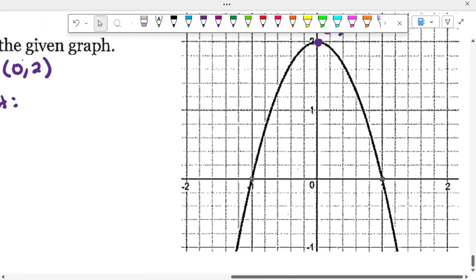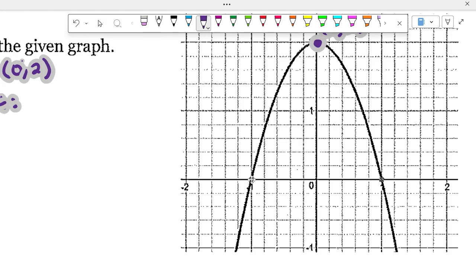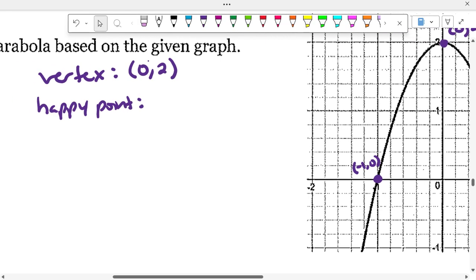So if I look at this graph, where would there be a nice point? Owen. 0, -1. Not 0, -1. There's one here at -1, 0. You could have also picked this one over here at 2, 0. Either way. So I'm going to use -1, 0.